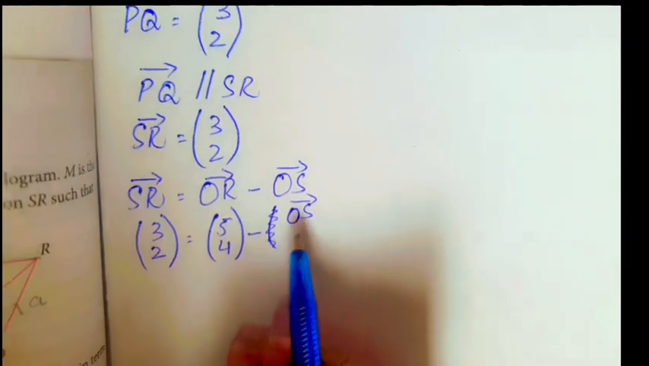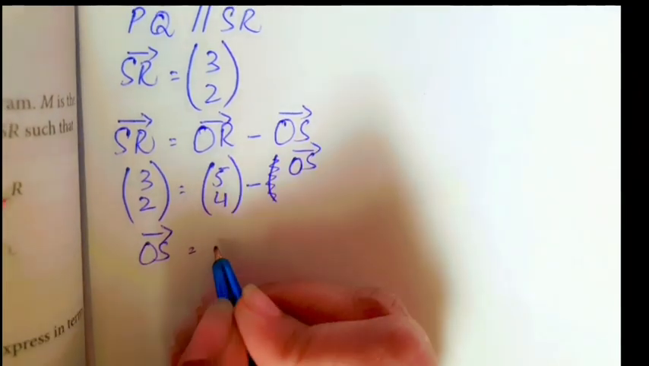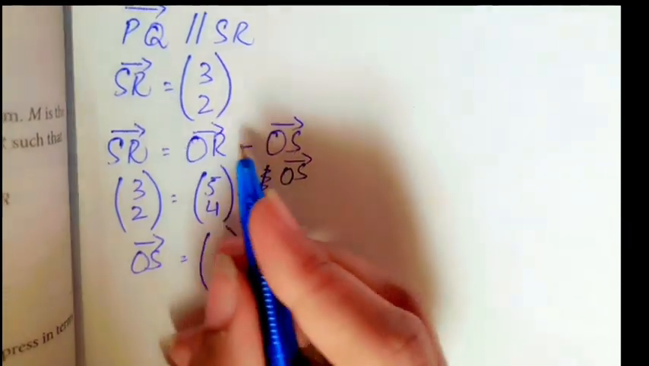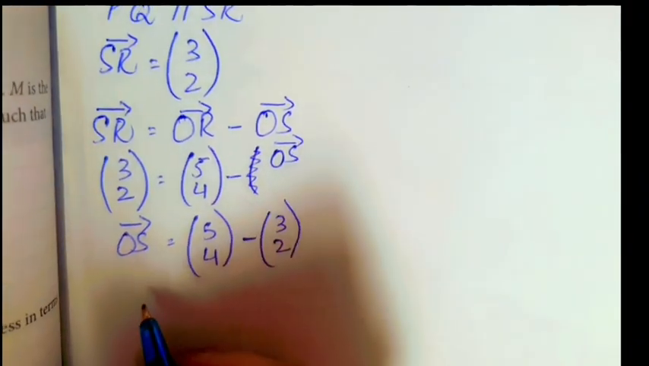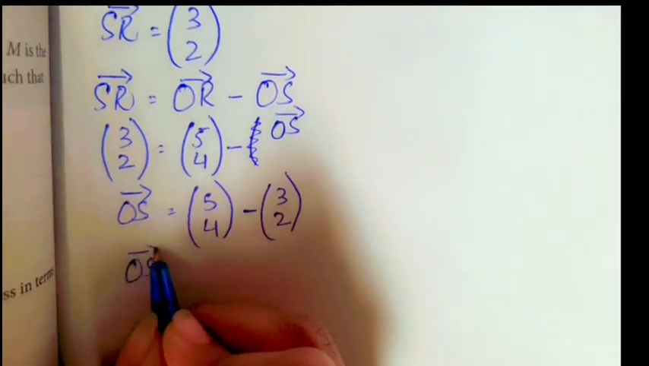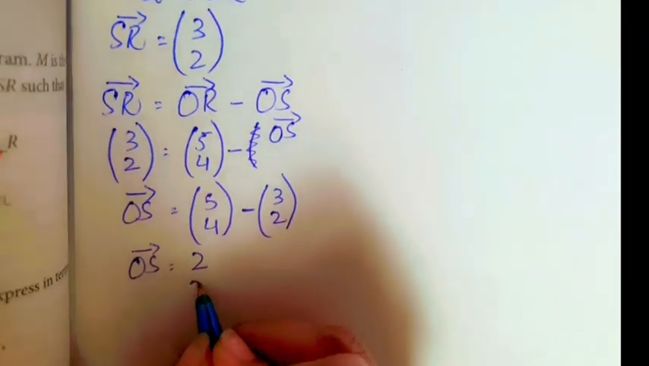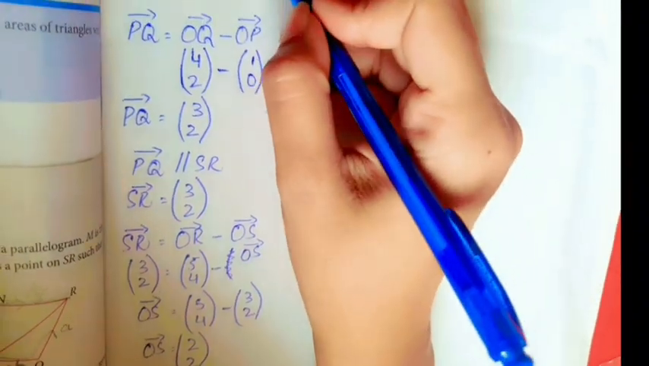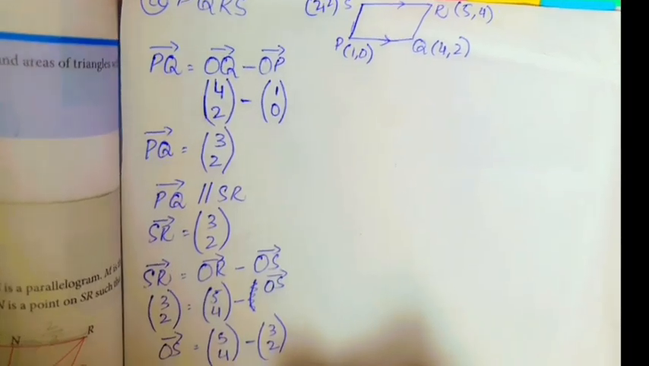Okay. And you know that OS is subtracted over here. If we shift it over this side, it's positive. And (5,4) I am writing as it is. (3,2) is positive over here; if we shift to this side, it would be negative. So if we find out the value of OS, it would be 5 minus 3 is 2 and 4 minus 2 is also 2. So the coordinates of OS or S are (2,2). So the value of S is (2,2).